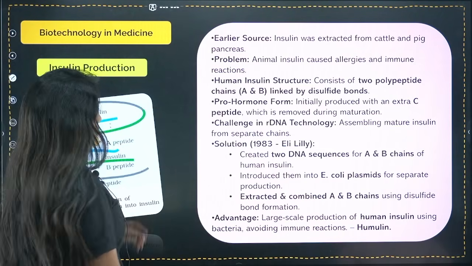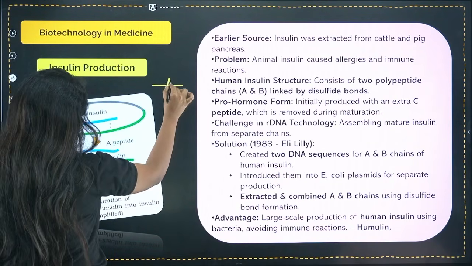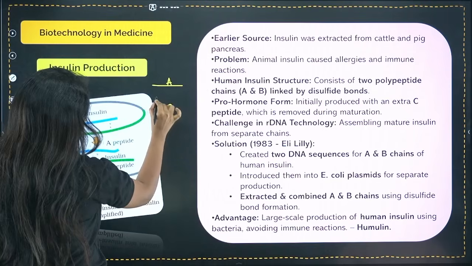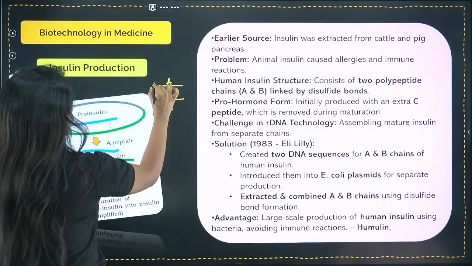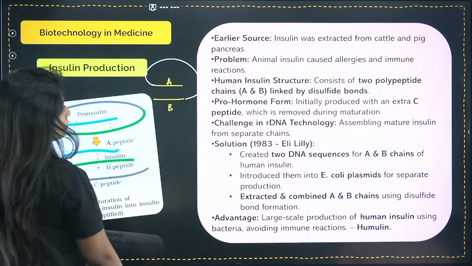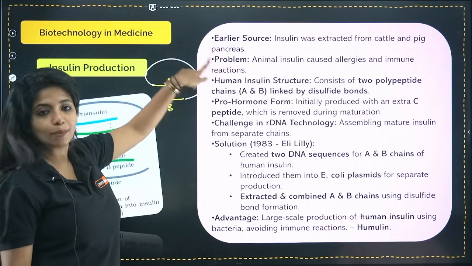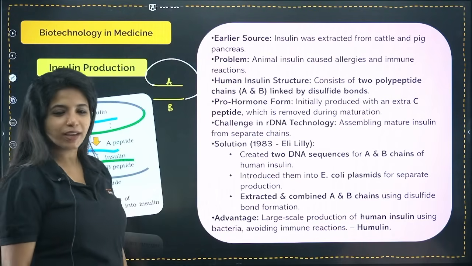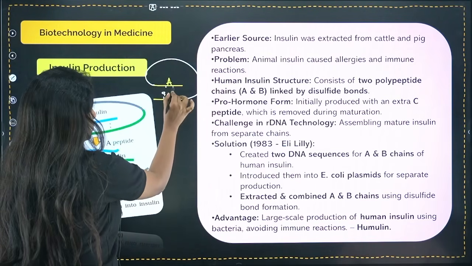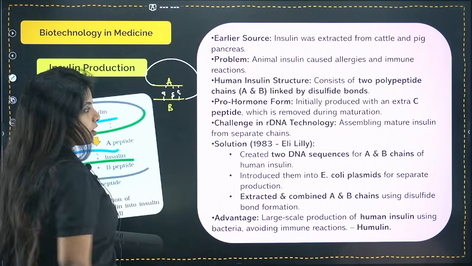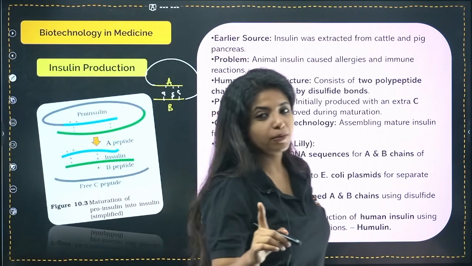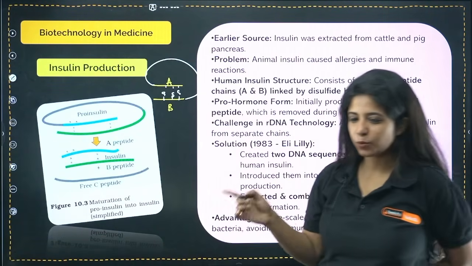So always remember that. Here you have A. I'll make the diagram and I'll show. Make B also. In between both of them, just join something like this. So A and B chain are joined with the help of a C peptide. Here you already had some bonds. This is the pro form of insulin. You call this as pro-insulin.